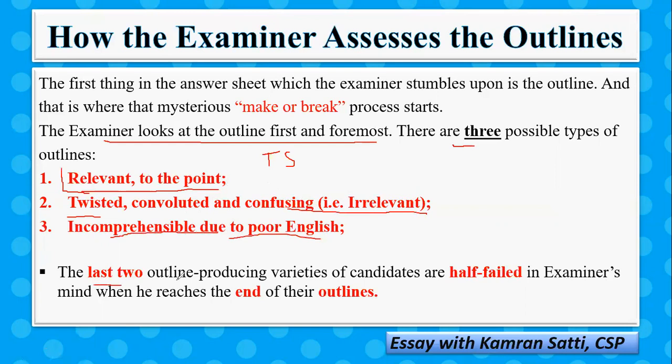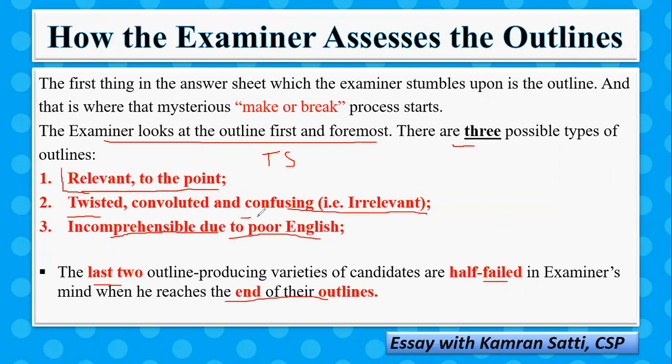The last two varieties of candidates are half failed in the examiner's mind when he reaches the end of their outlines. Let's suppose the examiner has started reading your outline and hasn't understood it because your English is very substandard. Definitely he will check the rest of your paper with a negative mindset. He will be thinking, okay, this is one of those candidates who belongs to the 95% of candidates.